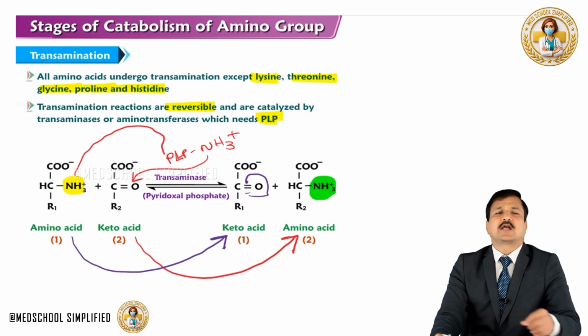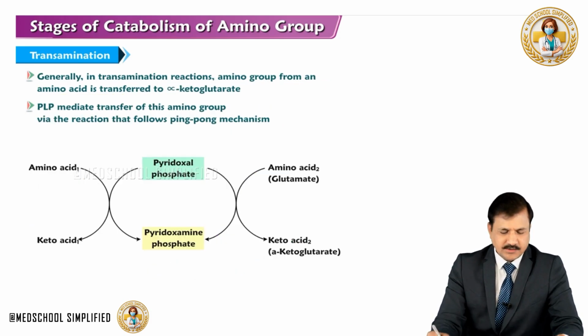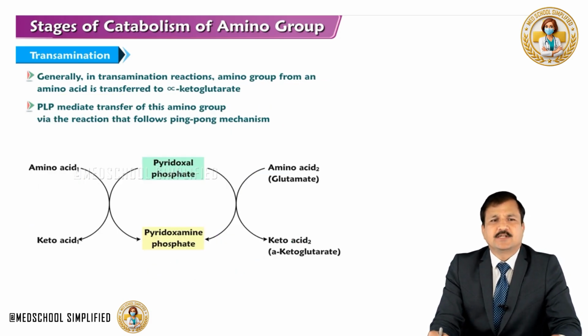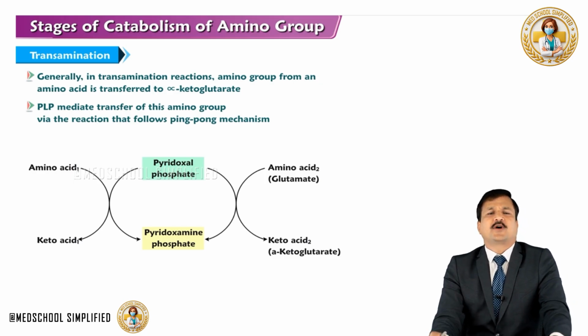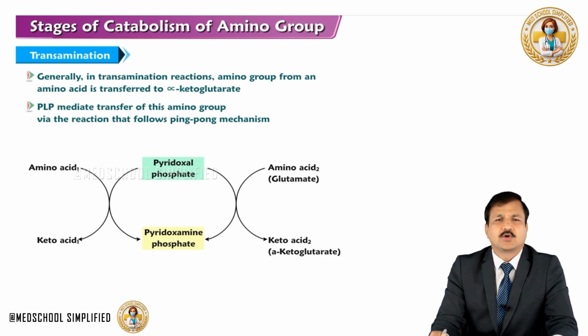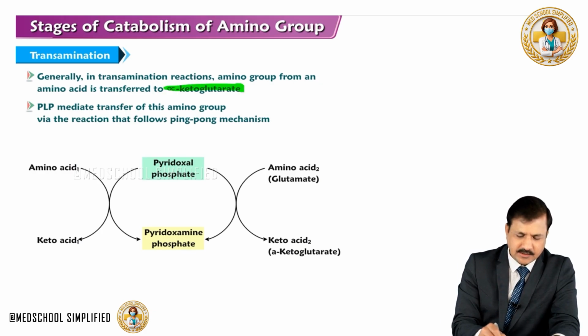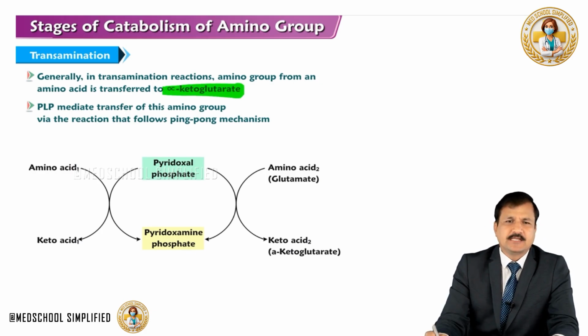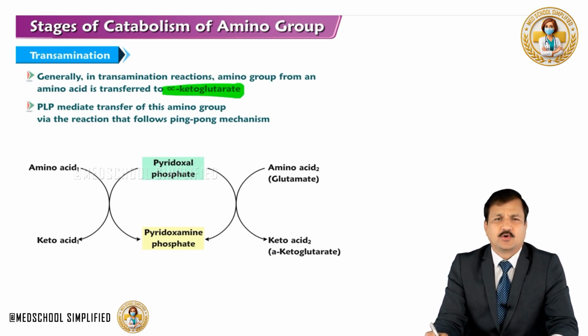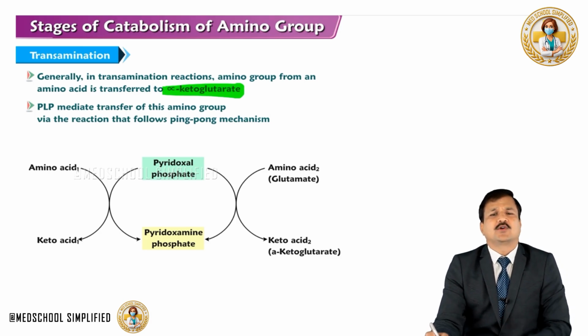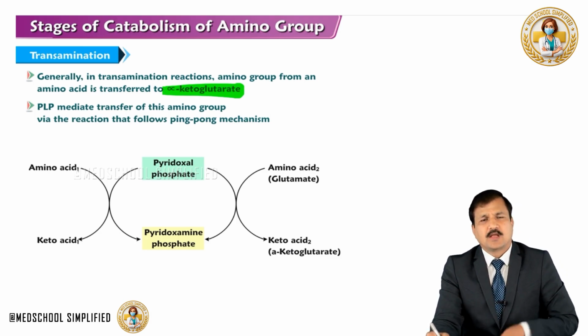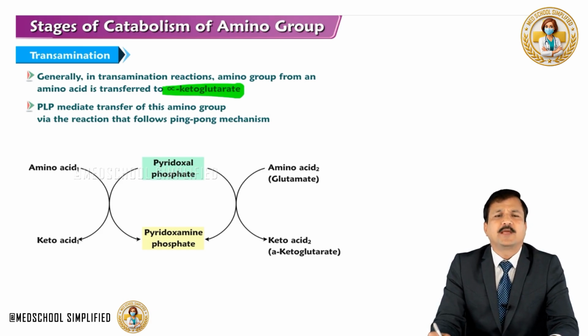So that's how the transamination reaction works. Now generally in a transamination reaction, an amino group is transferred from an amino acid to an alpha ketoglutarate. Now we are getting into the specifics. So that means in every transamination reaction, alpha ketoglutarate is an acceptor of an amino group. And when an alpha ketoglutarate accepts an amino group, that alpha ketoglutarate will be converted to glutamate.